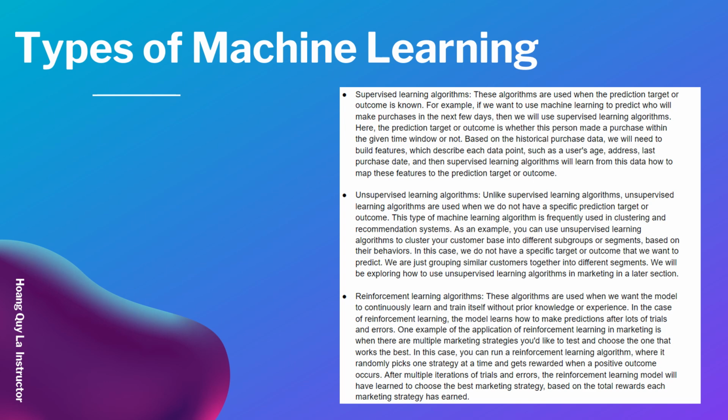The second one is unsupervised learning algorithms. Unlike supervised learning algorithms, unsupervised learning algorithms are used when we do not have a specific prediction target or outcome. This type of machine learning algorithm is frequently used in clustering and recommendation systems.